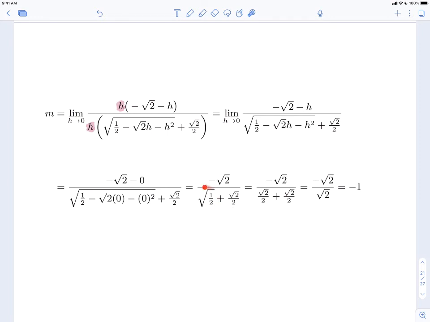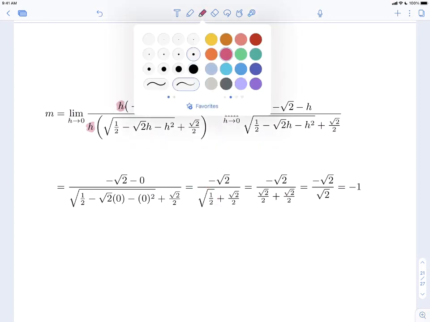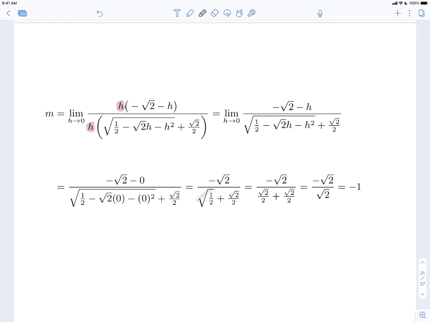Now the square root of 1/2, this term, the square root of 1/2, that's the same thing as the square root of 2 over 2. You just look at the square root of 1/2 is 1 over the square root of 2, and then just multiply by the square root of 2 over the square root of 2 to rationalize the denominator, and you'll have the square root of 2 over 2.